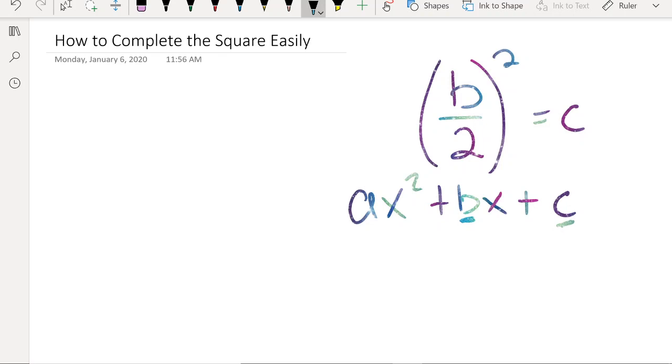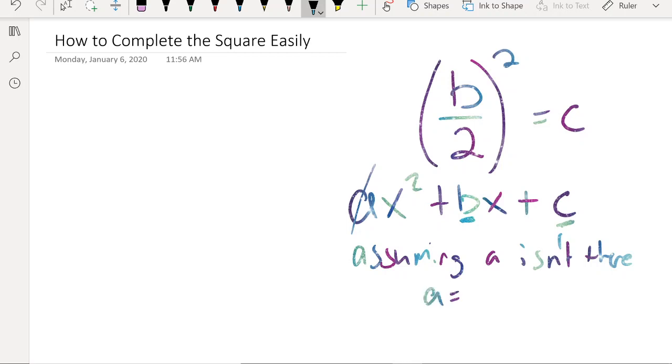So you actually don't need this A here. We're assuming A isn't there. In your textbooks it'll say A equals 1 or something like that. We have to assume A equals 1, right? There's nothing in front of x squared in order to complete the square, at least for most of high school. If you have an AP class, you might delve into it a little bit, or an IB. But for the most part, you don't have anything in front of x squared, so you don't have to worry about that. All you do is take the number in front of x, B, divided by 2, square it, and that gives you C.